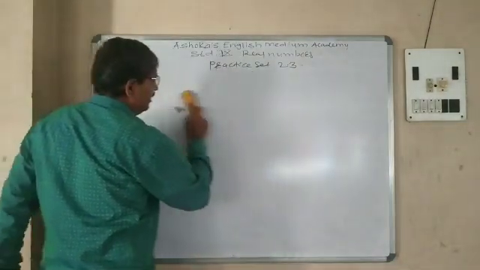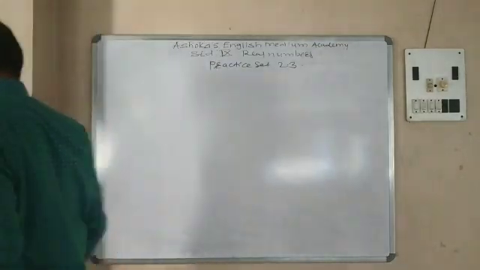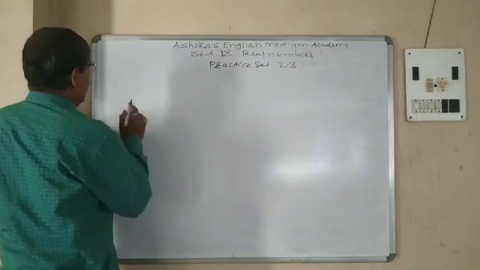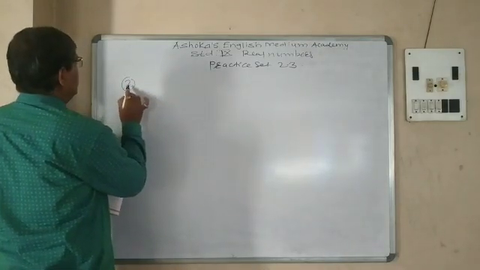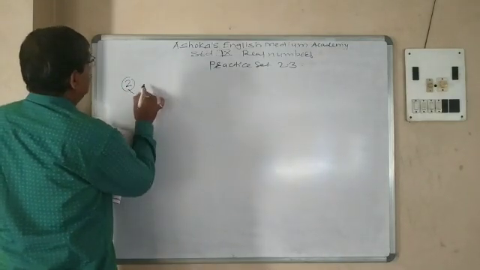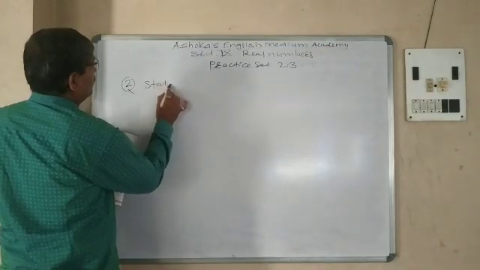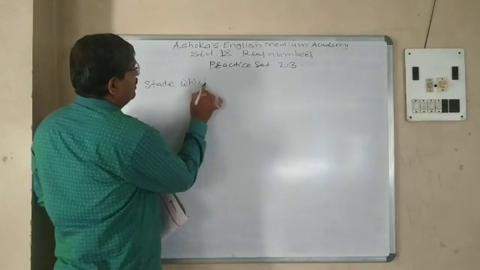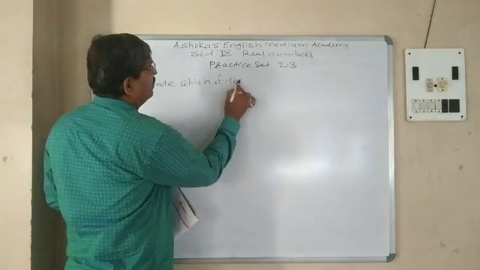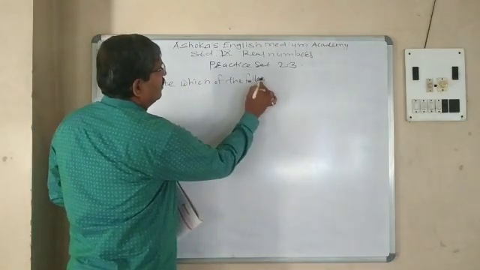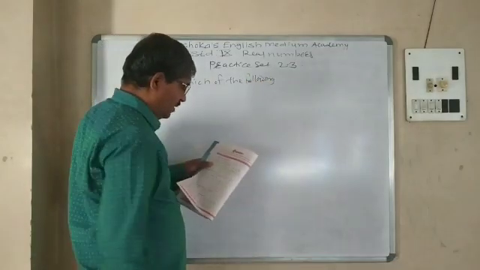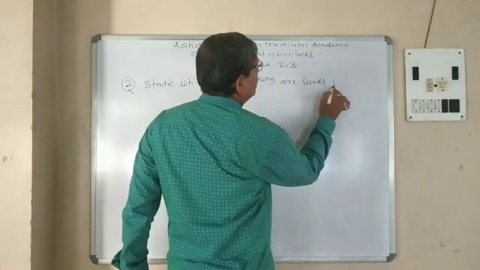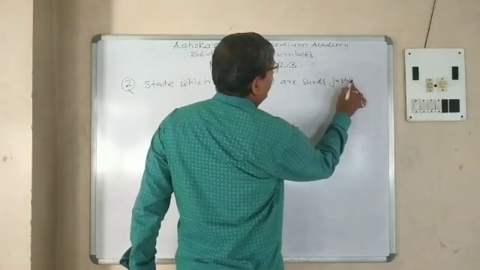You should explain. Don't only say this is a surd and this is not a surd, but you should explain how it is not a surd or how it is a surd. This is question number 2. State which of the following are surds. Justify.